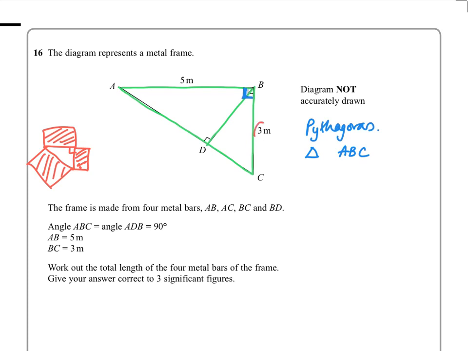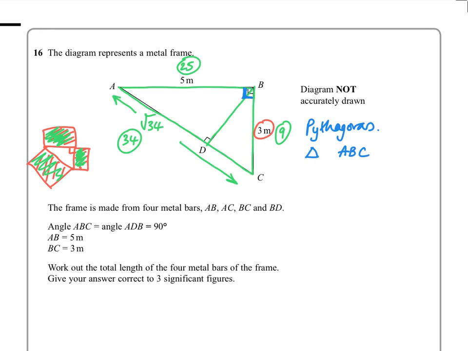So in this case we've got 3 squared for this one, which is 9. For this one we've got 5 squared, and that's 25. And we're adding these 2 areas together to get the larger one. So this area is going to be 34. So the length is going to be root 34, which you can just leave as that for the moment. So that's this length here.